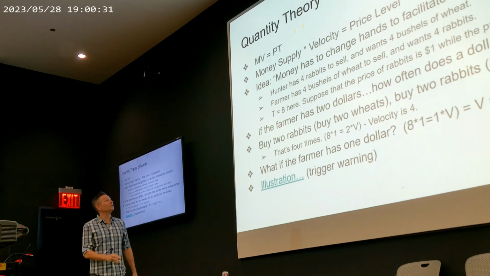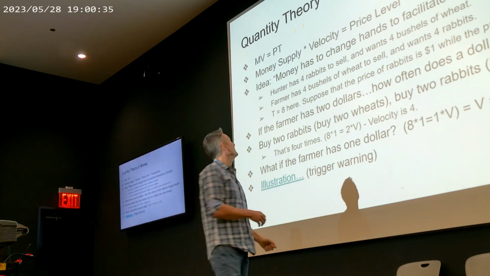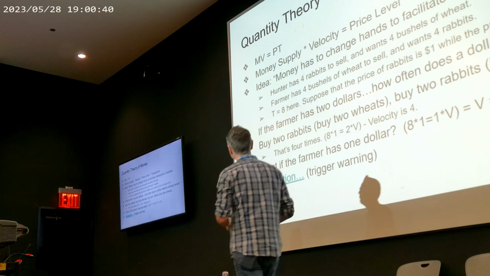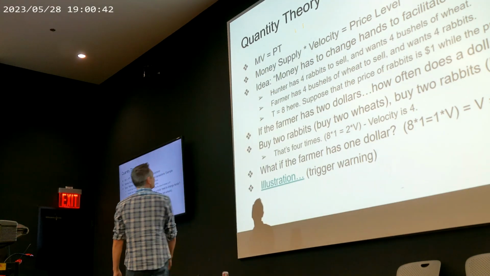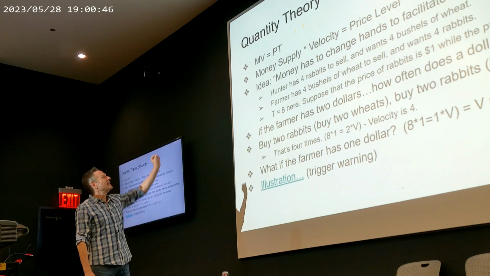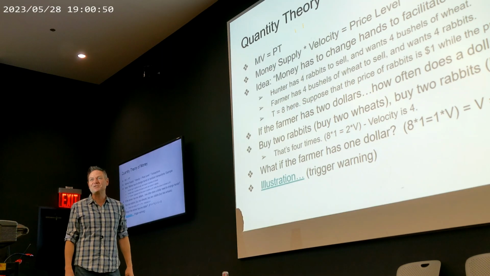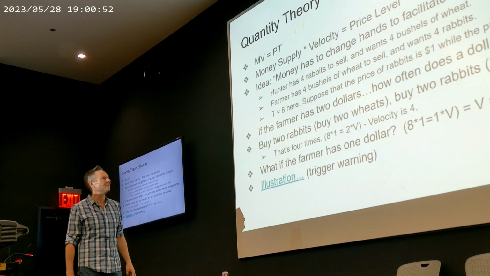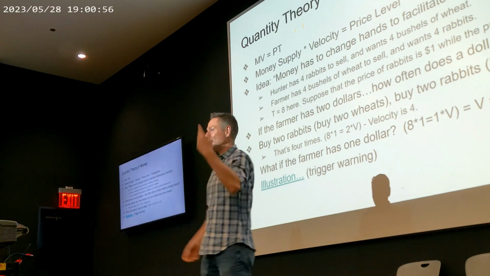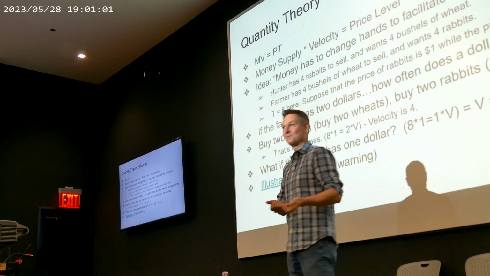Okay, so the quantity theory of money basically starts with the idea that M times V is equal to P times T. On the left we have the money supply and its velocity, I'll tell you what that is in a second. And that depends upon the price level and the number of transactions that people want to take. So the idea is that money has to kind of zoom around the economy to facilitate all of the things that people want to buy and sell.